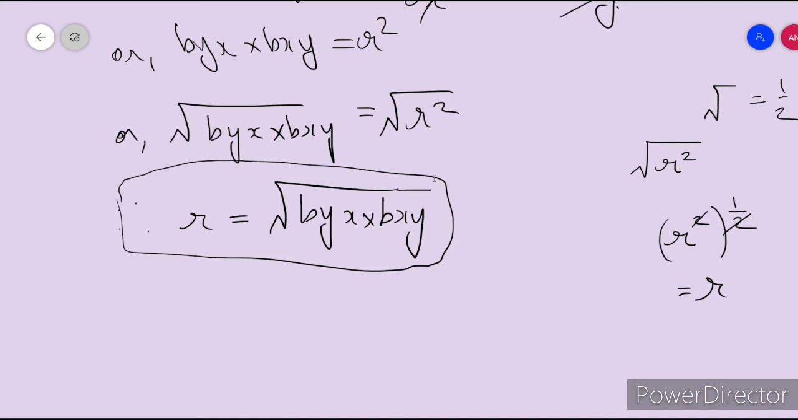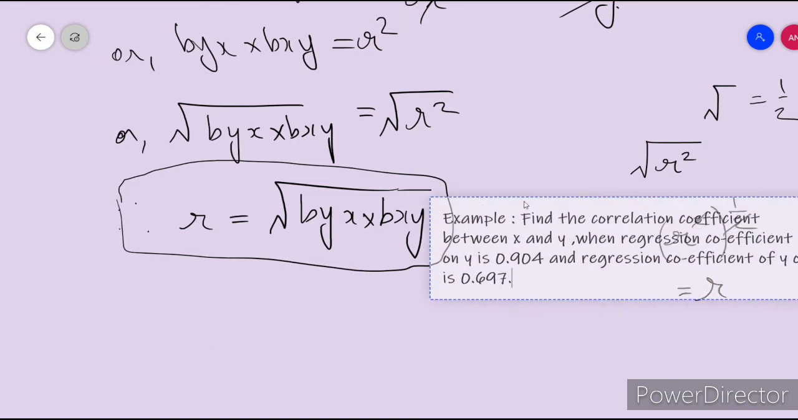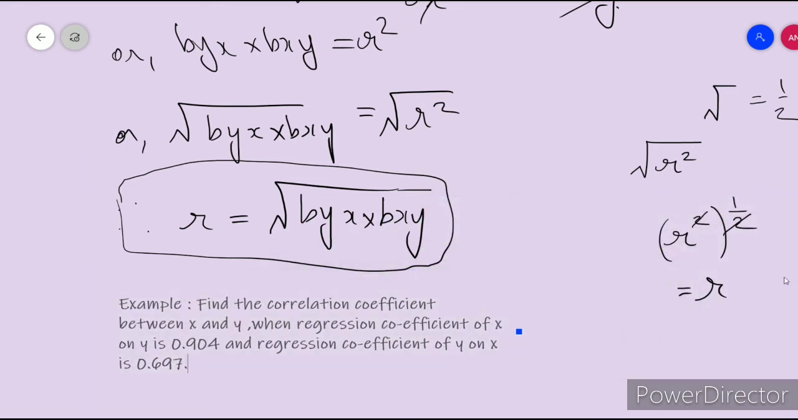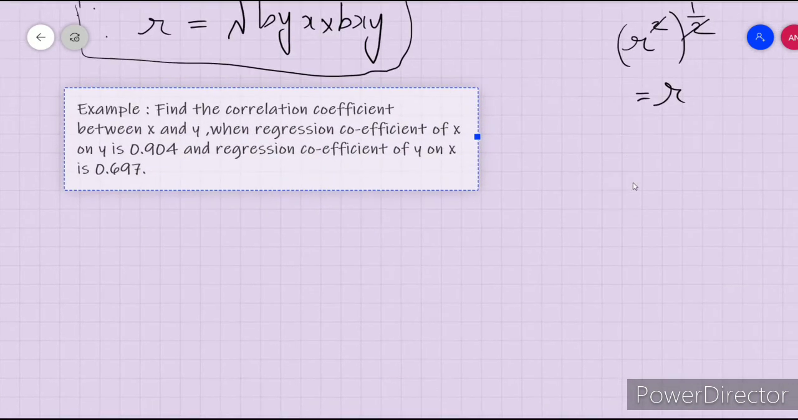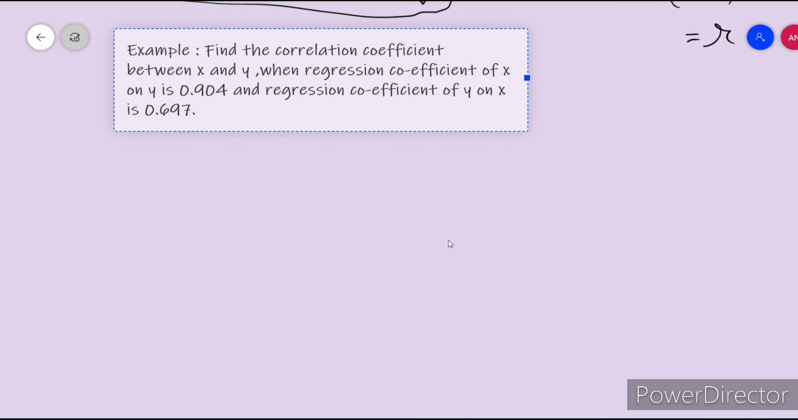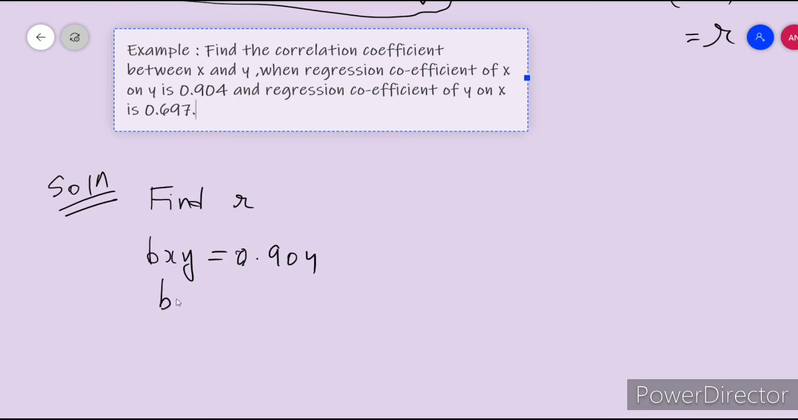Now suppose we have this sum where we are given the regression coefficients of x on y and y on x, and we have to find the correlation coefficient. So we have to find r, and what we have is our regression coefficient of x on y is 0.904. So bxy is equal to 0.904, and the regression coefficient of y on x is 0.697. So your byx is equal to 0.697.